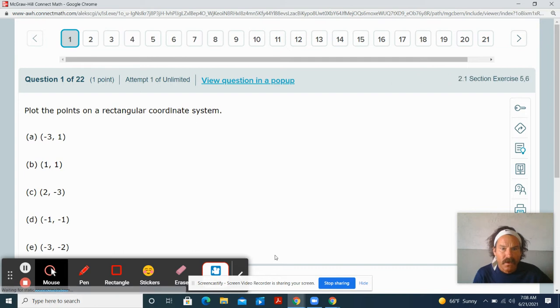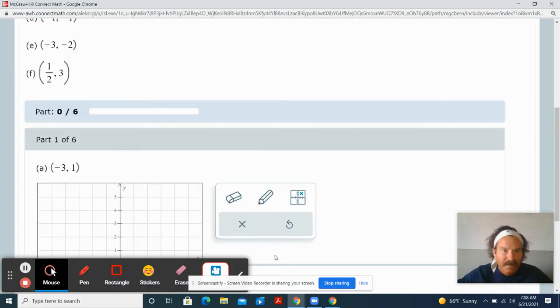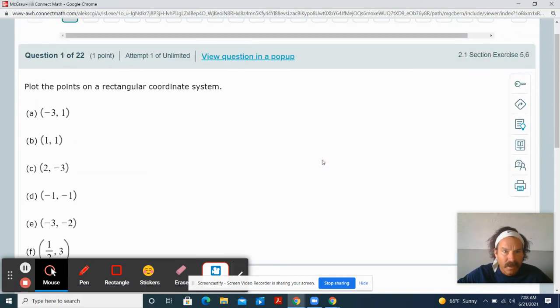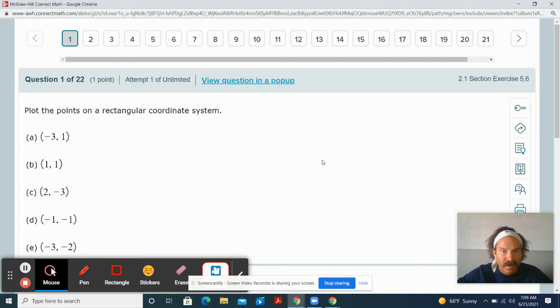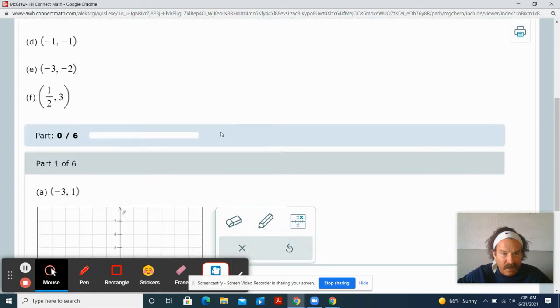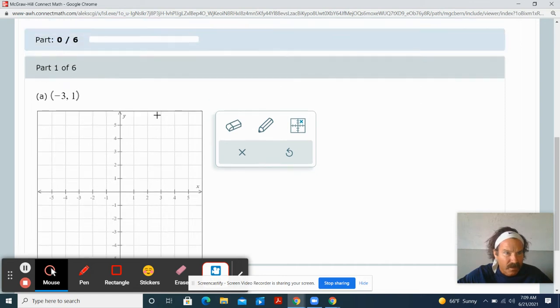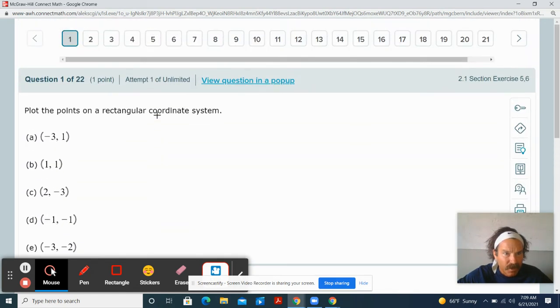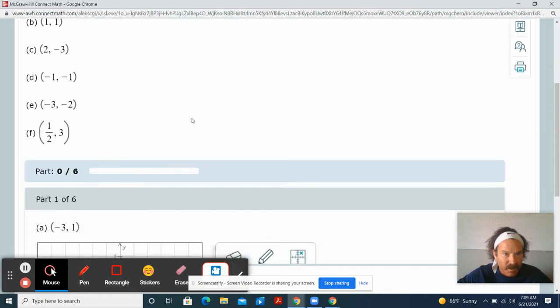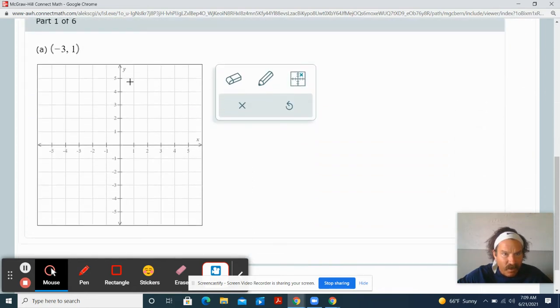All right. So homework 4 is going to be introducing to you the coordinate system, or the rectangular coordinate system, which is basically graphing. When you see rectangular coordinate system, basically you have a graph here. And so starting out pretty simple, we're just going to be graphing points. There's 22 questions. So at the beginning here, we're just going to graph a point.